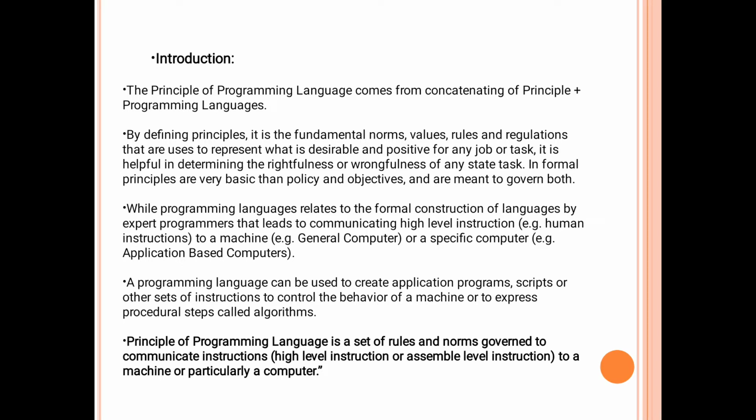While programming languages relate to formal construction of languages by expert programmers that leads to communicating high-level instruction, for example human instructions to a machine. Machine means general computer or a specific computer. Example, application based computers. A programming language can be used to create application programs, scripts, or other sets of instructions to control the behavior of a machine or to express procedural steps called algorithms.